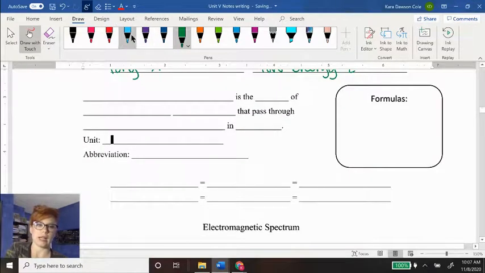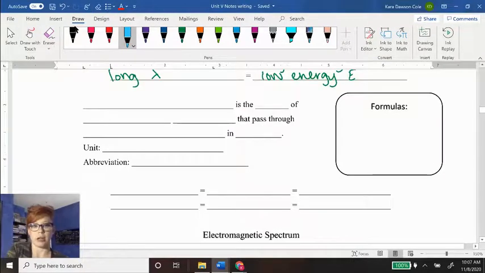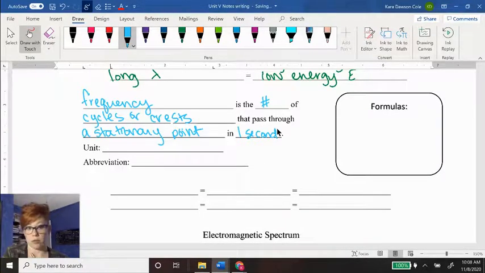quantity that light has is a frequency. So frequency is the number of cycles or crests that pass through a stationary point in 1 second. Its unit is usually measured in hertz, which is Hz. This is also 1 over seconds. So if you see hertz, it's really 1 over seconds. The abbreviation for frequency looks like a V. It's really the Greek letter nu.